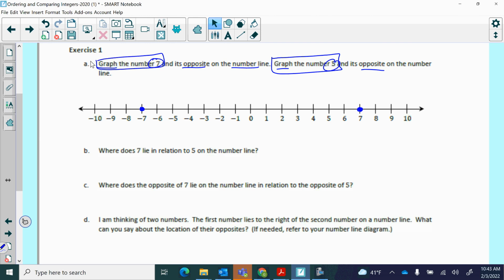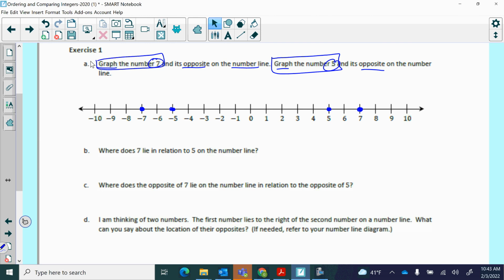Now our second set, we're supposed to graph the number 5. So I'll come back up here to 5, graph it here. What is the opposite of 5? -5. Sounds like you guys are pretty comfortable with that. That's good.